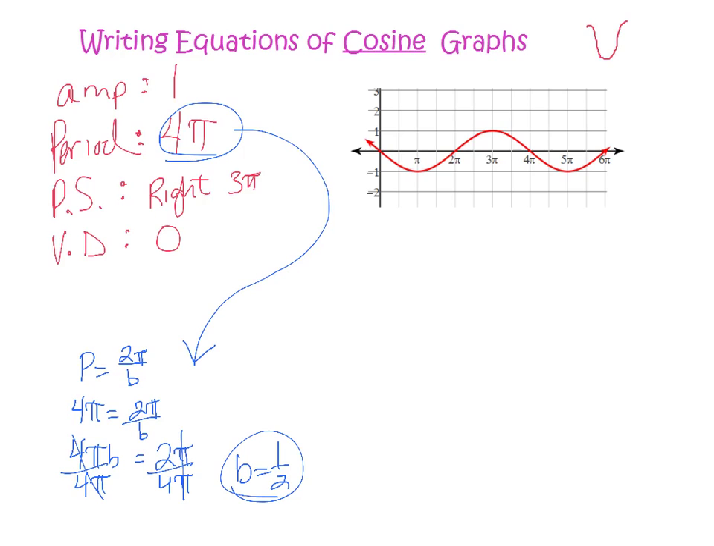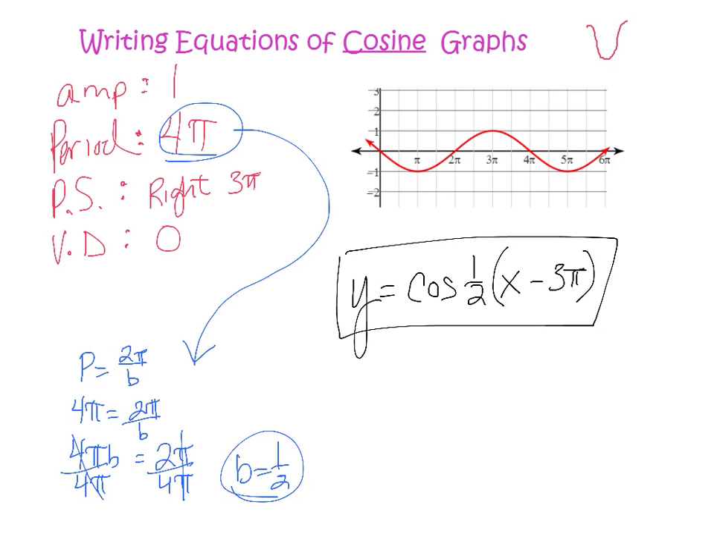I'll use that in my equation. In fact, that's really the only math I have to do. The rest of it I can just pull. Y equals. The amplitude is a 1. I'm not going to bother writing it. This is a cosine wave, right? Cosine. Factor the b out of the parentheses, and then you'll have x, and then it's moving right 3 pi. That'll be a minus 3 pi. And there's no vertical displacement. I'm done.